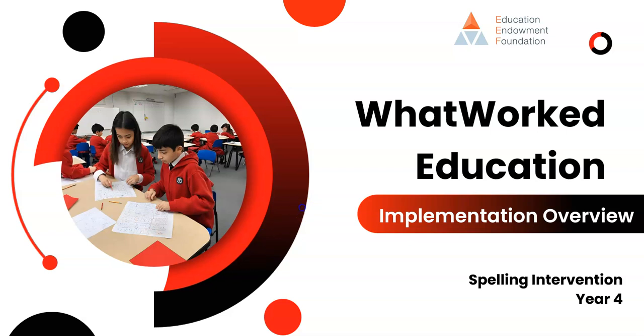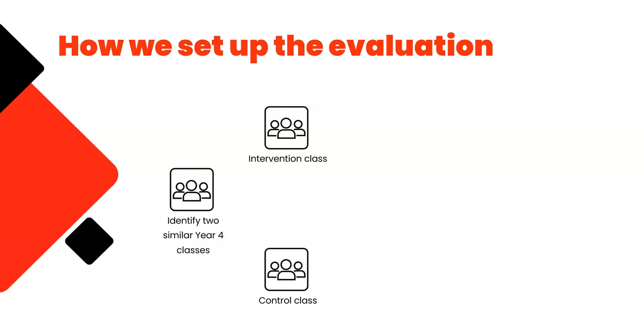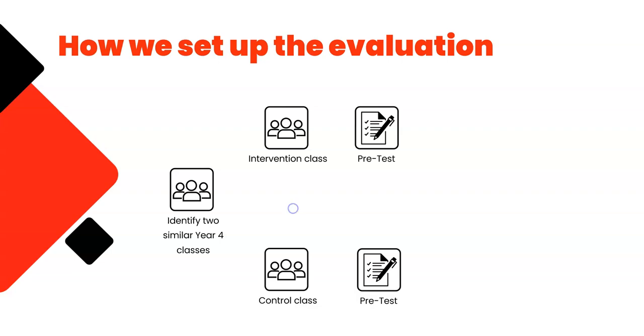Implementation overview. How we set up the evaluation. The first thing we ask you to do is identify two similar ability Year 4 classes. The What Works Teachers platform will then randomly allocate one to the intervention and one to the control.